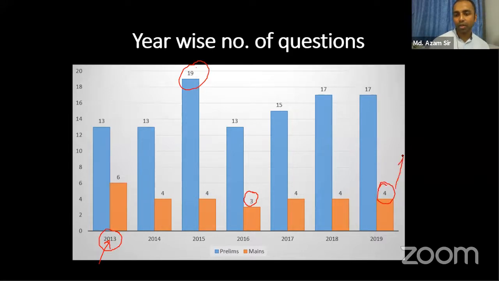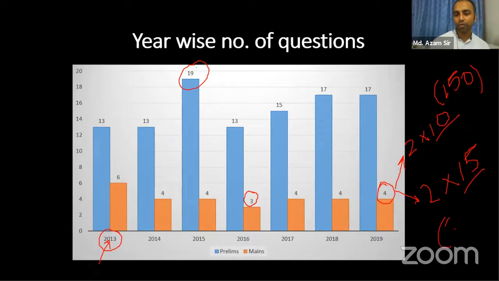So with respect to mains, out of 4 questions, there would be 2 questions of 10 marks, and 2 questions of 15 marks. So there are 2 types of questions with respect to marks: 10 marker questions and 15 mark questions. 10 mark questions are to be written in 150 words, and 15 mark questions have to be written in 250 words. So this is the average trend of the UPSC. Consistently, the trend has been maintained.